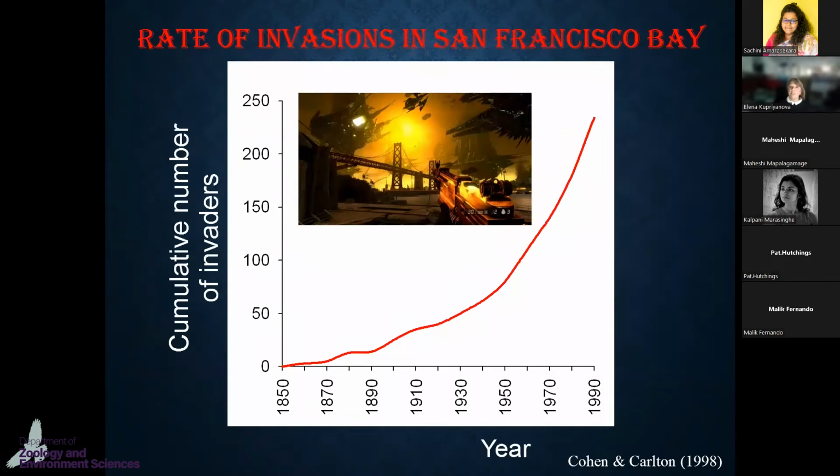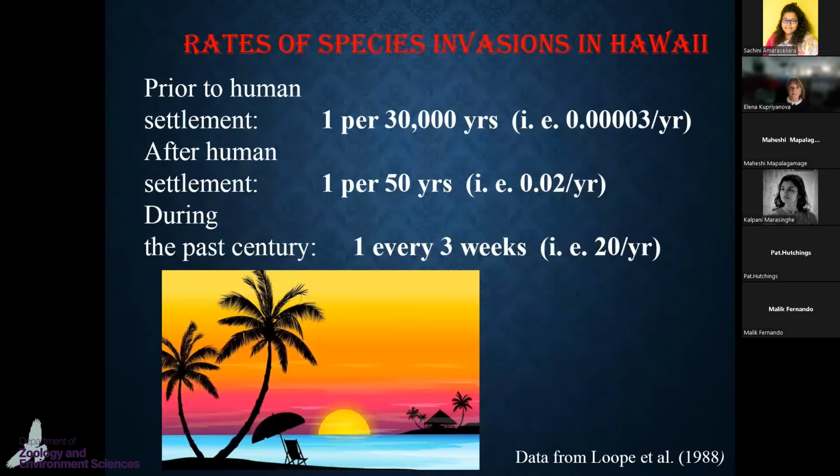Here is an example. It's the rate of invasions in San Francisco Bay. You can see this exponential increase in the invasion rates from the 1850s to the end of last century. Similarly, this is the rate of species invasions in Hawaii. As you can see, prior to human settlement, there was one per about 30,000 years. After human settlement, about one in 50 years. During the past century, it's close to one every three weeks. So here are the aliens.